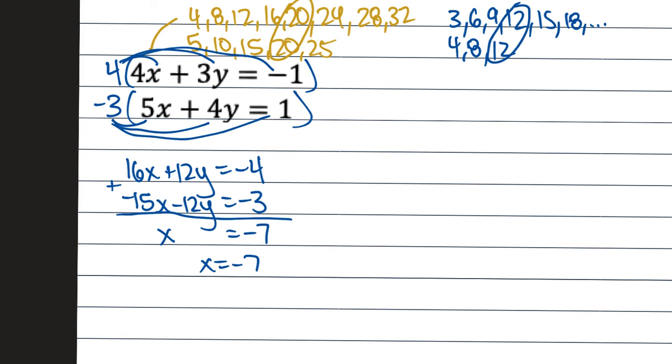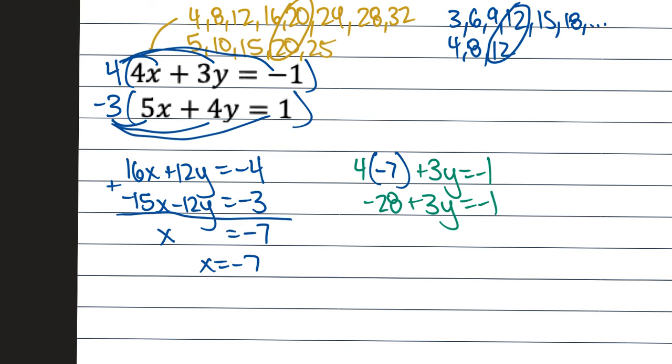And I need to find the y value, so I can plug it into either of the original two equations. For x, I'm looking at the top. This top is slightly smaller number, so I'll plug it into the top equation for x. So I'll have 4 plugging in negative 7 plus 3y equals negative 1. Need to multiply the 4 and the negative 7, so we get negative 28.